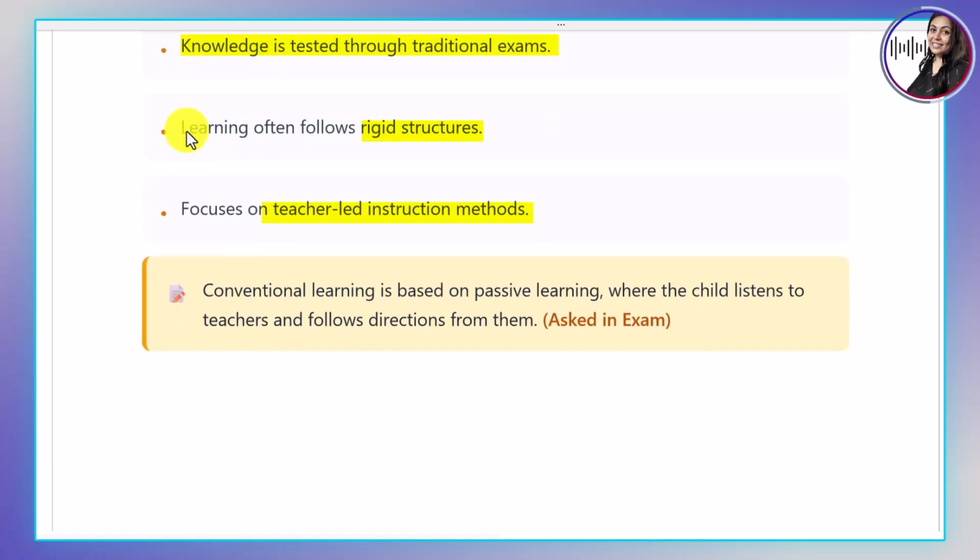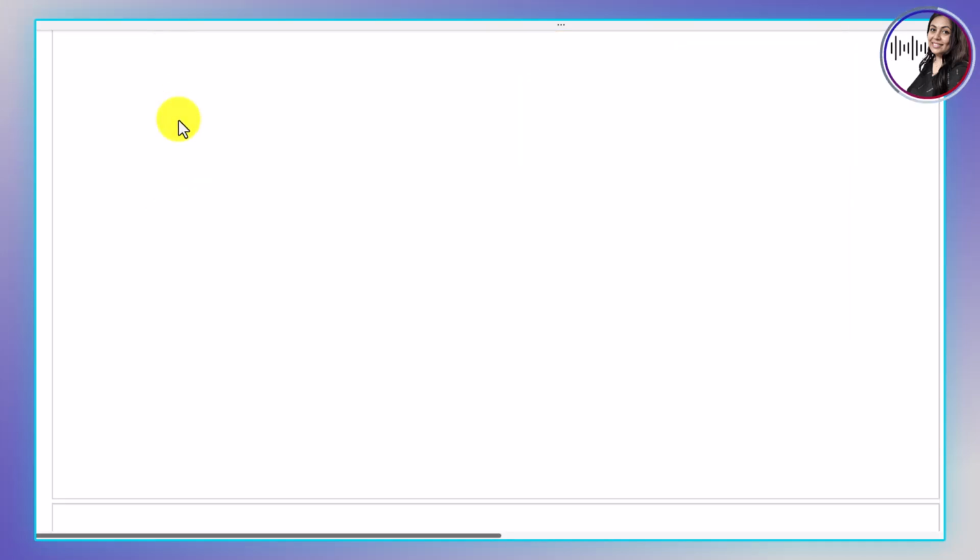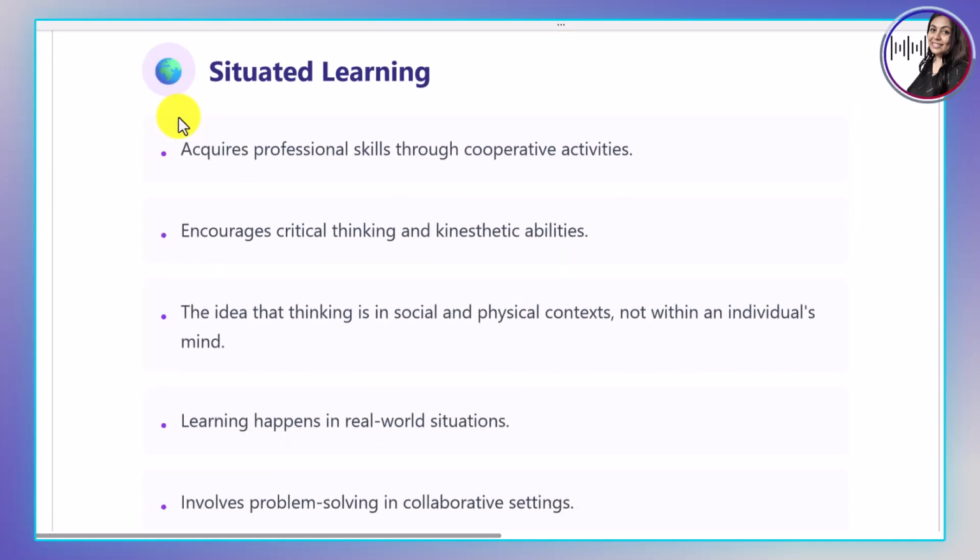From an exam perspective, it is important to remember that conventional learning is based on passive learning, where the child listens to teachers and follows directions given by them, a statement that has been asked in exams.